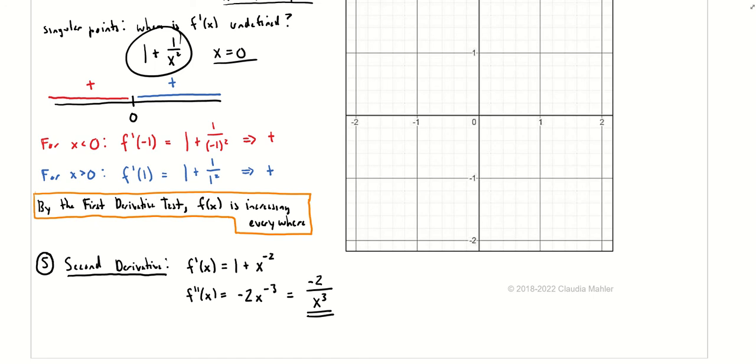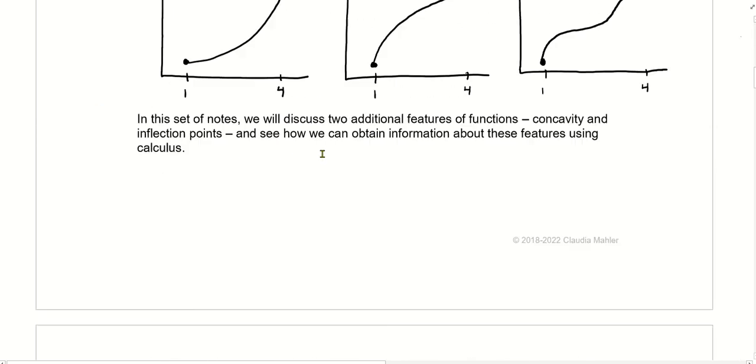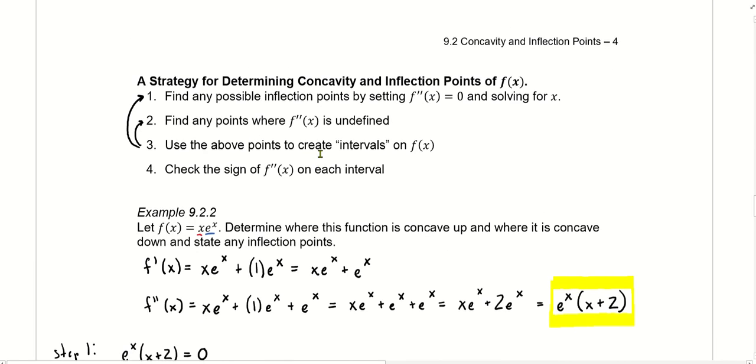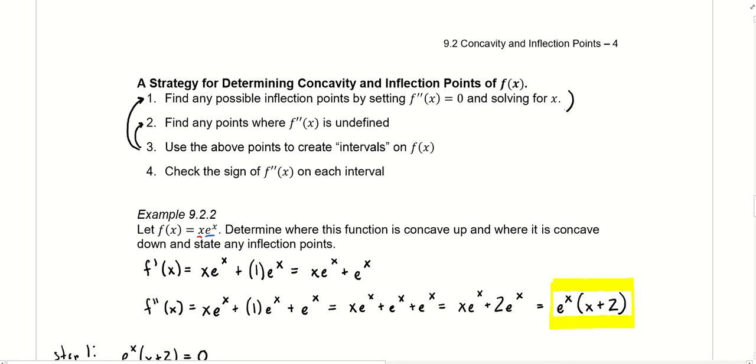Okay, so now what I'm going to do is I'm going to try to use the second derivative to determine concavity and inflection points. So if we remember how to do this from the 9.2 notes, let me just scroll down to our process here. We're going to find possible inflection points by setting our second derivative equal to 0, solving for x. That's places where our concavity may change. And we're going to find any places where the second derivative is undefined. Then, just like we did for the first derivative, we're going to create intervals using these points, and then check the sign of the second derivative on each of those intervals.